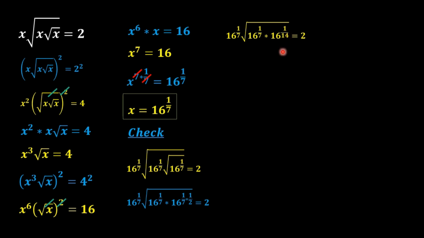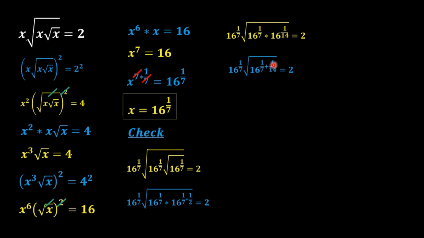Now, as we know from the basic rule of algebra, if the bases are in multiplication and have the same value, then their powers can add up together. So here we should apply the same rule. As a result, we should get 16 to the power 1 over 7 under root, 16 to the power 1 over 7 plus 1 over 14, equal to, remain the same.